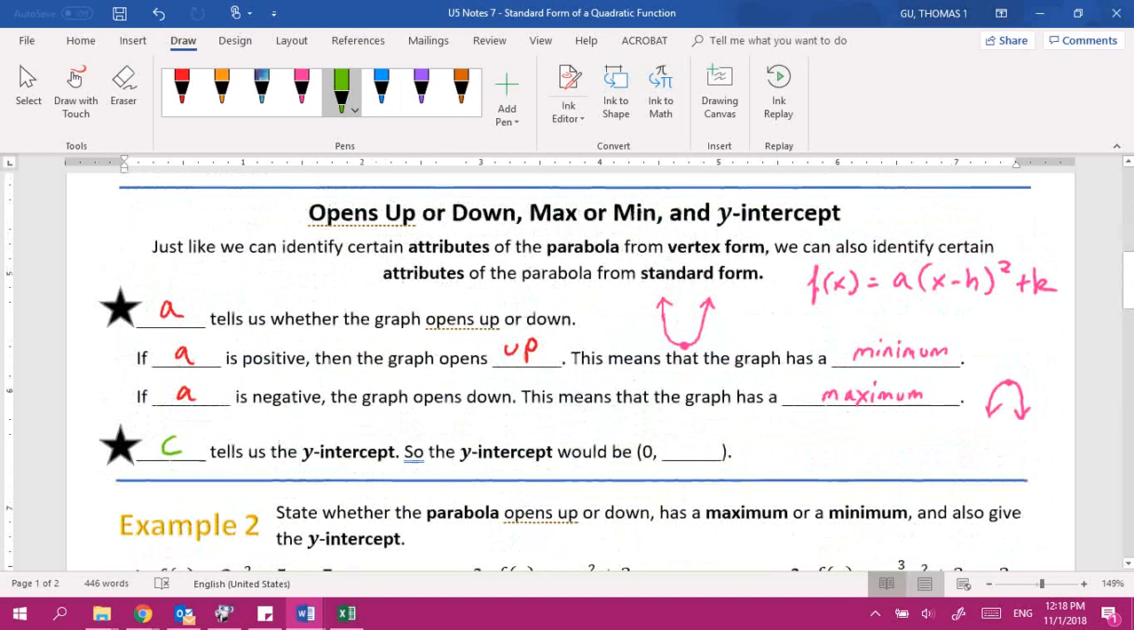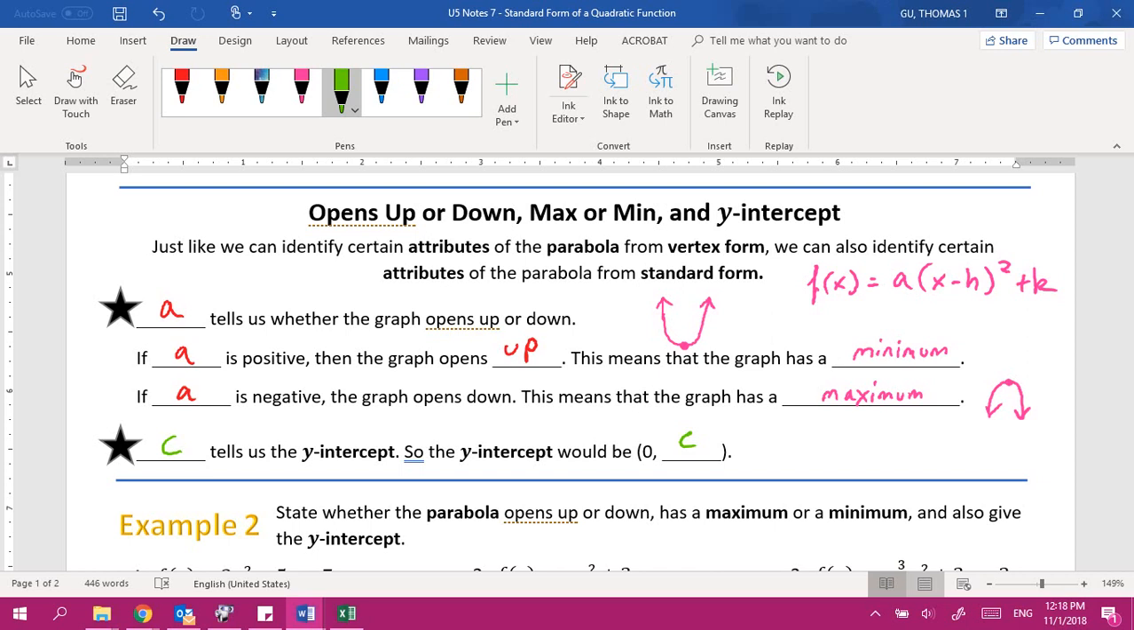Yeah, this notes is all about standard form. So it's C. C tells you the y-intercept. The y-intercept in standard form is always going to be (0, what)? What's the y value going to be? C, that's right. It's going to be (0, C). So whatever your C is, that's going to be the y value for the y-intercept.